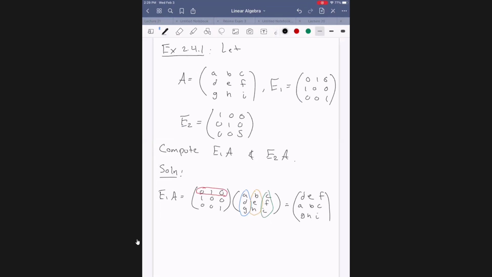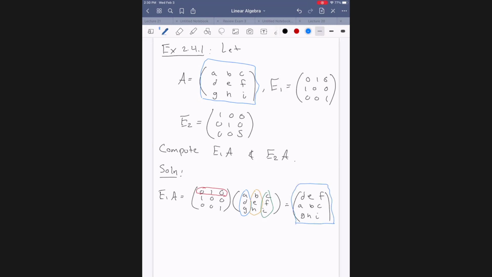Sounds good. Okay, so now let's talk about what just happened. For this matrix, the original matrix A, and this new one we just obtained, what's the difference between both?